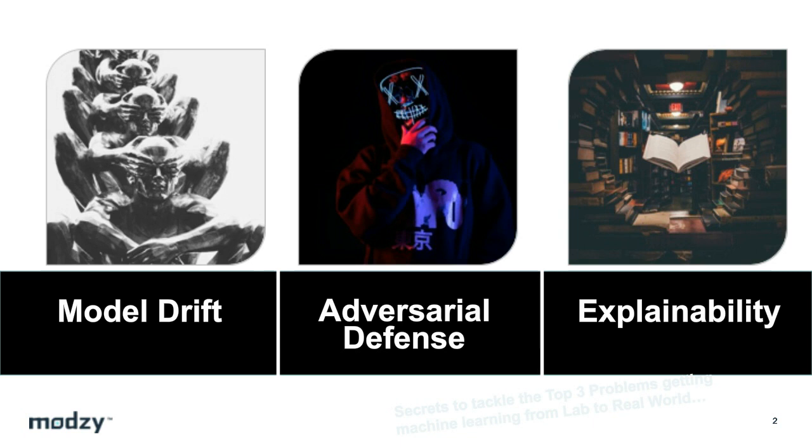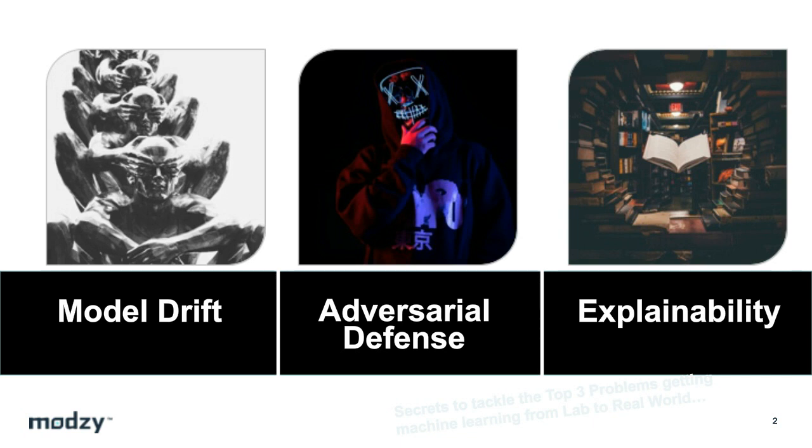Our experience has shown that 3 things will speed your adoption of machine learning and reduce your risk of failure. 1, monitor for model drift and know how to use it to your advantage. 2, create adversarial defenses. And 3, have a go at explainability. And when used together, you will have the best possible machine learning models out there.